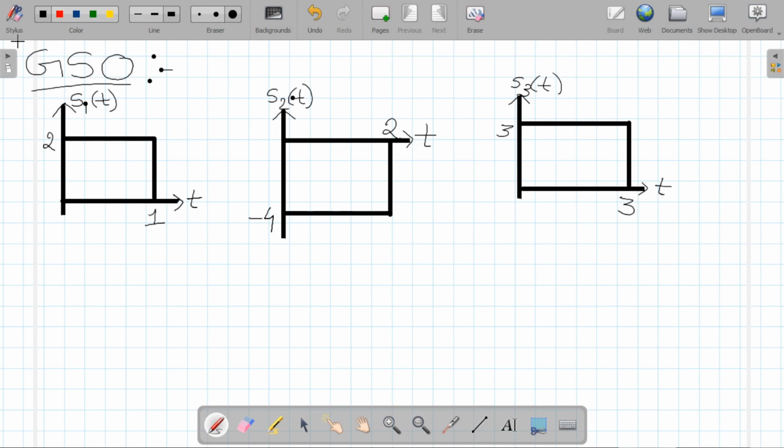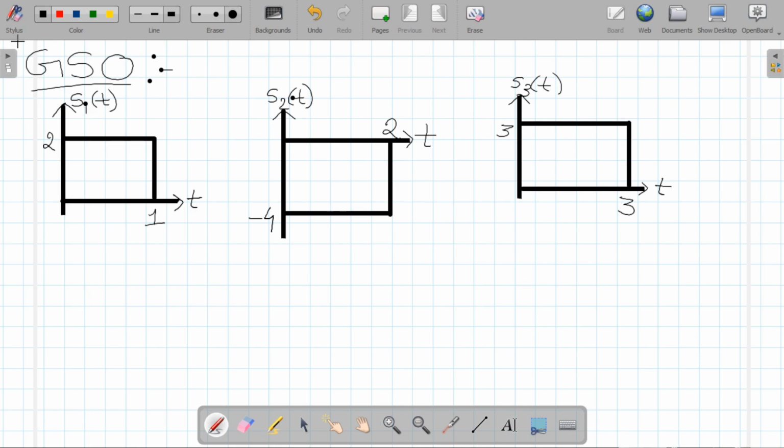Today we are going to discuss the problem regarding Gram-Schmidt orthogonalization. In the previous lecture, we studied the concept relating to Gram-Schmidt orthogonalization. Now we are going to solve a numerical on GSO.